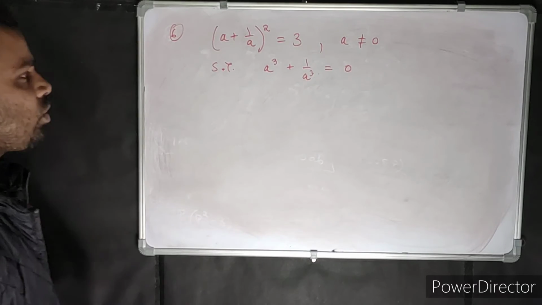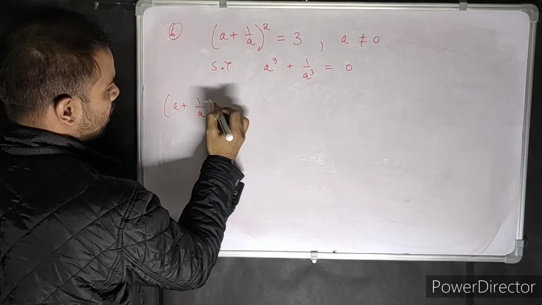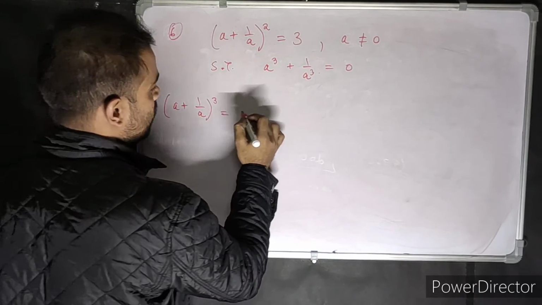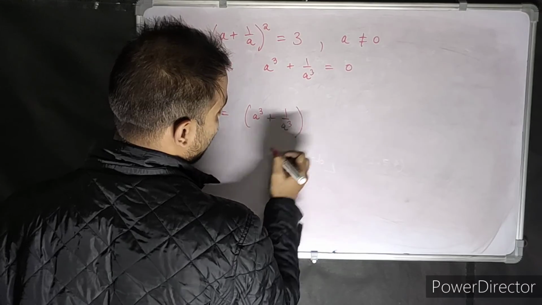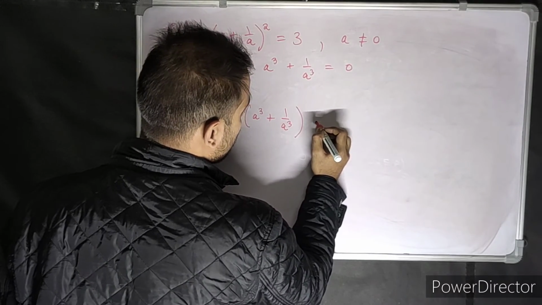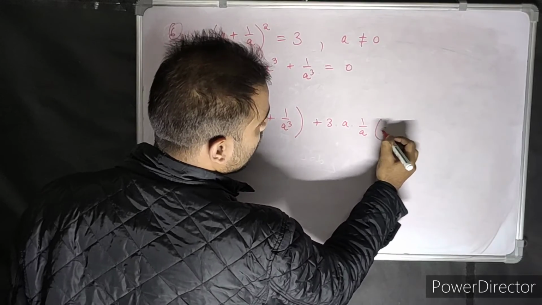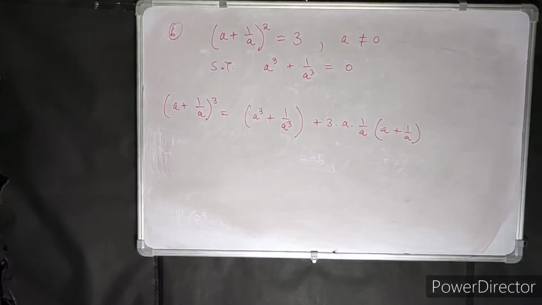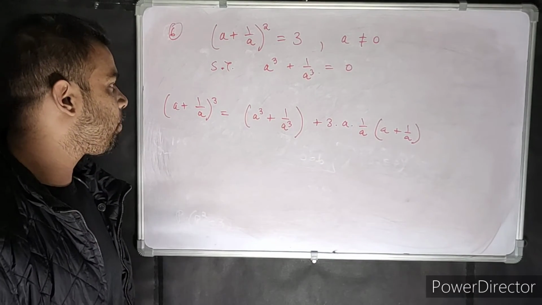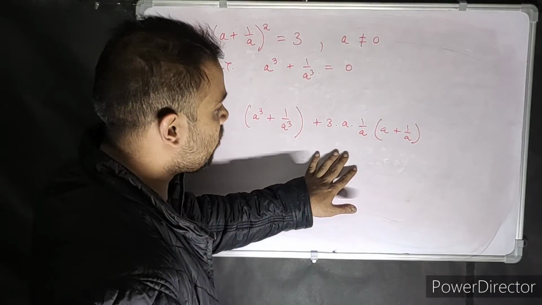So what do you need? First of all, you start with a plus 1 by a whole cube. A cube plus 1 by a cube's value you need, plus 3 into a into 1 by a into a plus 1 by a. Now look at this very carefully. What are you getting over here?